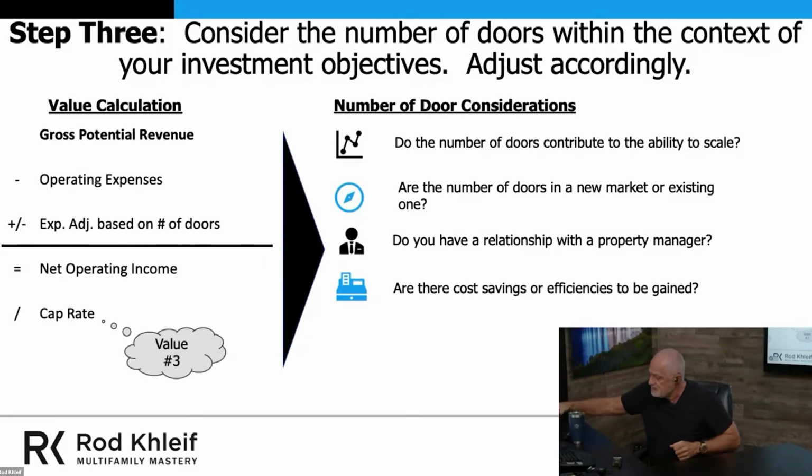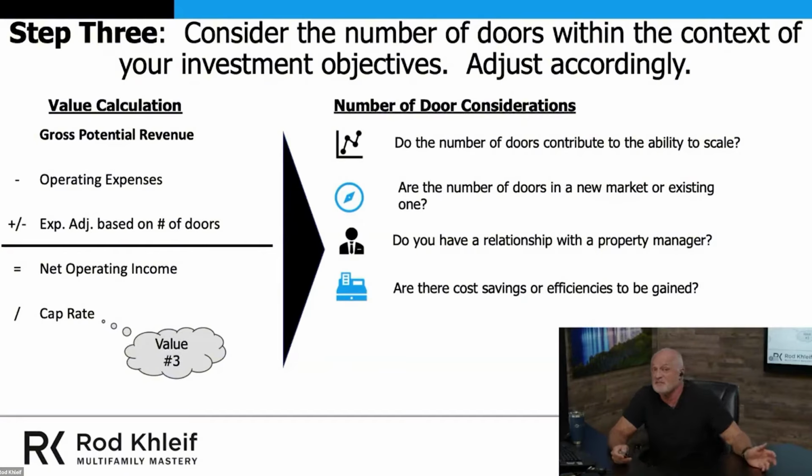Again, does the number of doors in this asset we're looking at contribute to our ability to scale in that market? Now, it could be 200 doors and you want to have a full-time staff. Does it make sense to scale? Maybe you've already got 200 doors and your investment criteria is nothing less than 100, but you find a 50 unit and you've already got units there. Lots of upside, great market, great opportunity. It may make sense to buy a smaller unit, right?